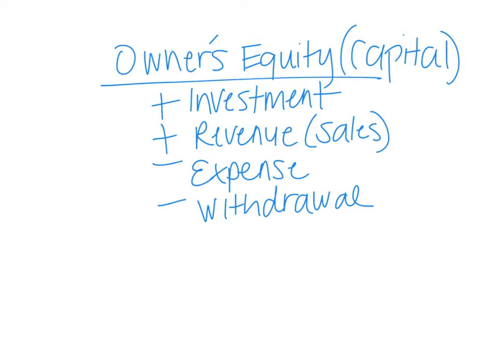Anytime we have an investment, that's going to increase our owner's equity. Also, revenue or sales would increase our owner's equity as well. And then the 2 things that decrease owner's equity were expense and withdrawal. So today we're going to be putting all of these transactions into T accounts that affect the accounts that would increase or decrease owner's equity.